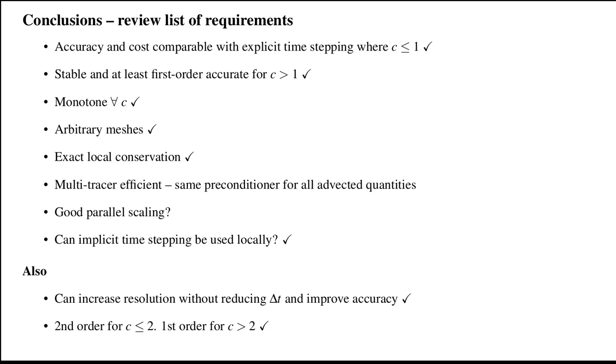Is it monotone for all current numbers? Yes, the flux-corrected transport can be adapted for implicit time stepping. It works on arbitrary meshes. We have exact local conservation. It can be made multi-tracer efficient by using the same preconditioner for all the advected quantities. The preconditioner depends on the advecting velocity, not on the quantity being advected.